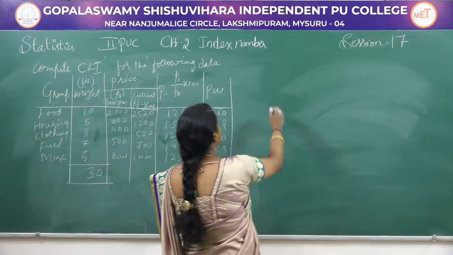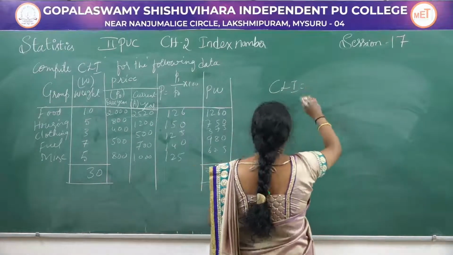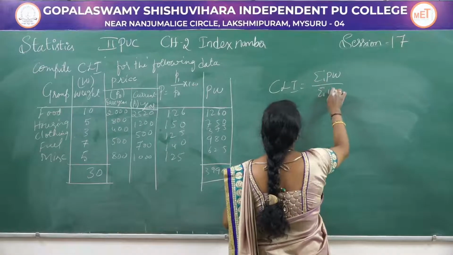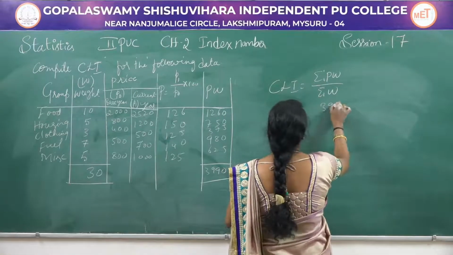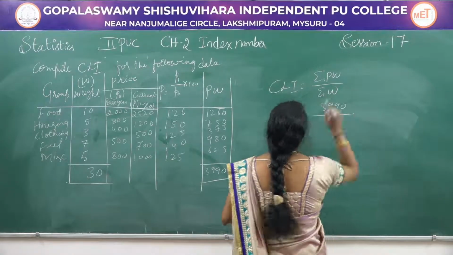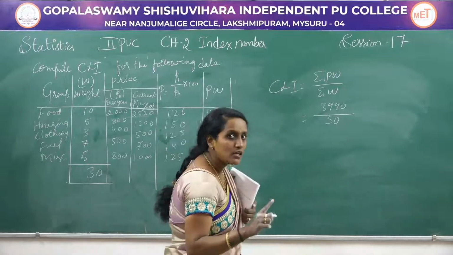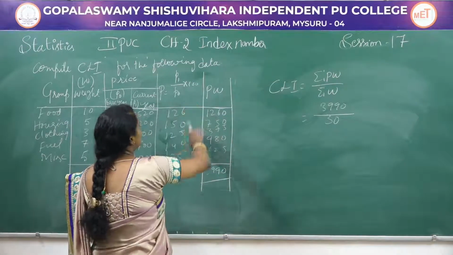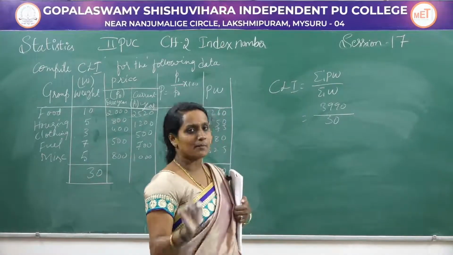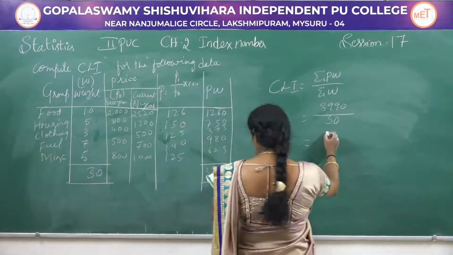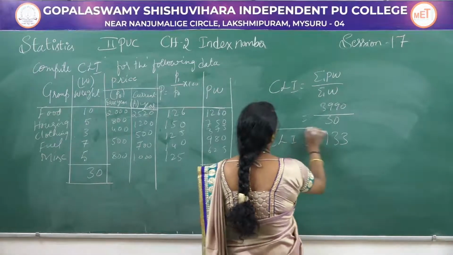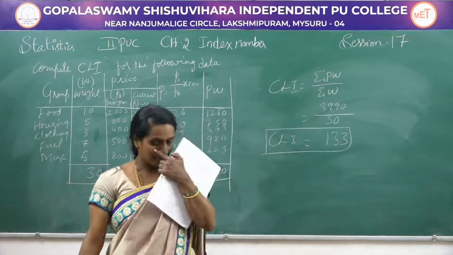And the formula to find CLI, cost of living index number, is summation of PW divided by summation W, and this is 3990 divided by 30. Here we will not multiply this by 100 because we have already multiplied 100 when we are calculating the price relative P value. Here no need to multiply by 100. So the value is 133. That is our CLI, that is cost of living index number.